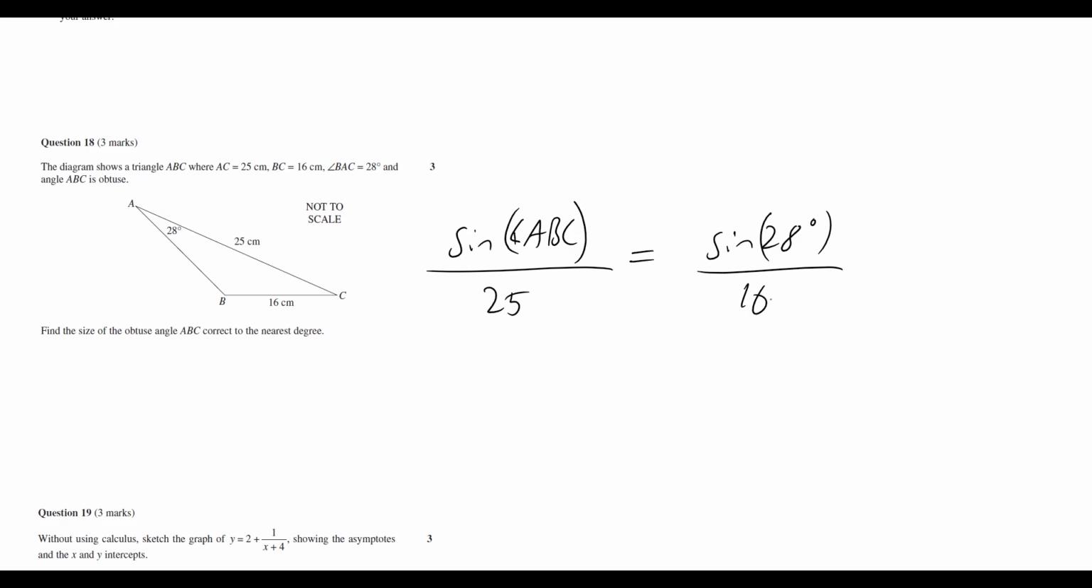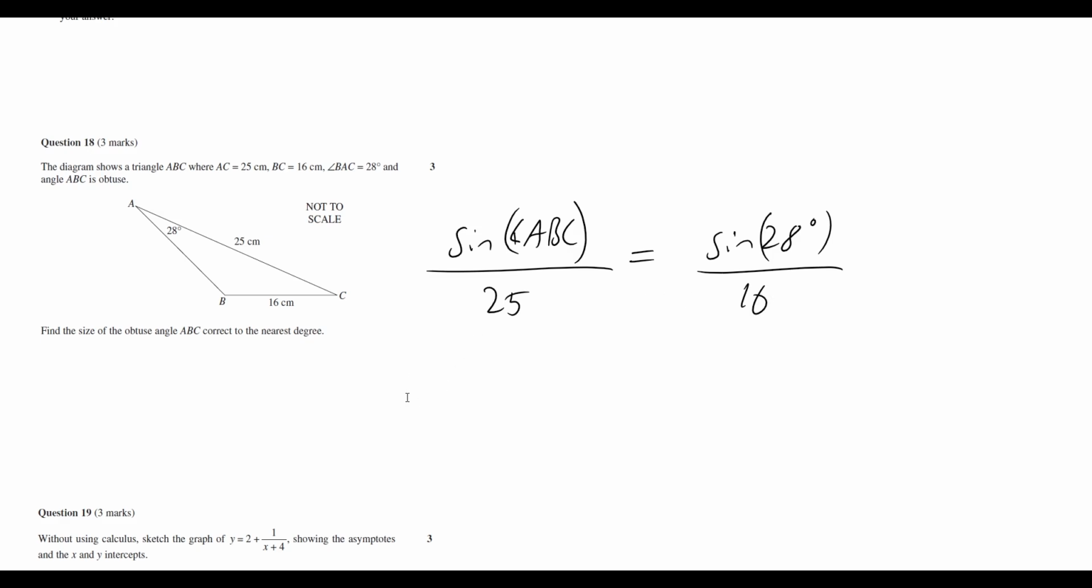Okay, so what we need to do here is, well, we recognize that we've got 2 pairs of opposite angle and side lengths that we're going to be looking for here. So what we can now use is our sine rule. So now we can say that sine of angle ABC over 25 centimeters is going to be equal to sine of 28 degrees divided by 16. All we need to do now is solve this.